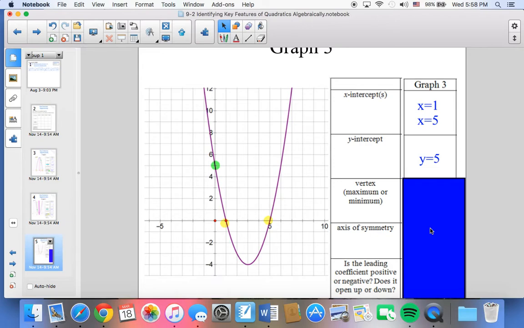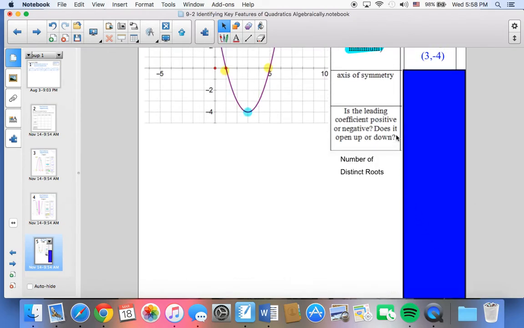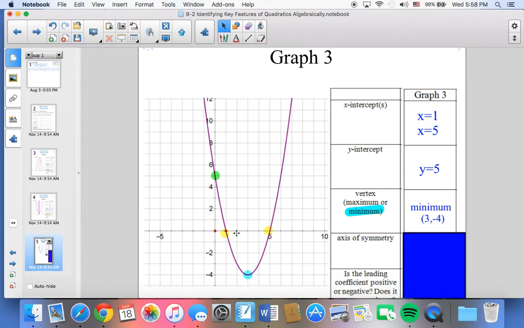Okay, let's take a look at the vertex. Let's highlight the vertex. Is the vertex a maximum or a minimum? Well, it is a minimum, right? It is the lowest point on the graph. And that ordered pair is (3, -4). 1, 2, 3, down 4. So that vertex, which is a minimum, is the point (3, -4).